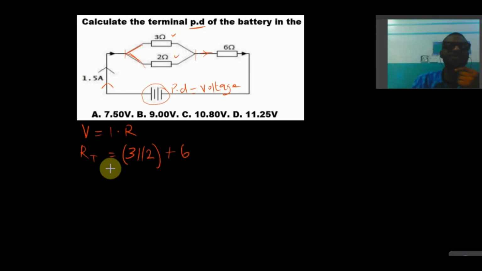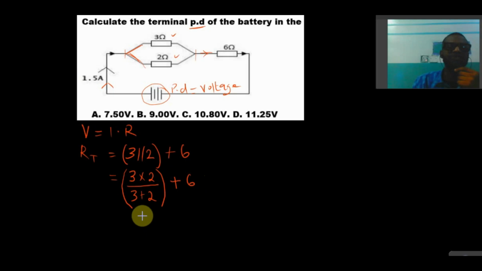Now the easiest way to find the total resistance in parallel when there are only 2 resistors is to apply a shortcut. You multiply the values of the 2 resistors and divide by the sum of the 2 resistors. This is the shortcut for finding the total resistance of 2 resistors that are in parallel. Then you add the 6 ohms that is in series.